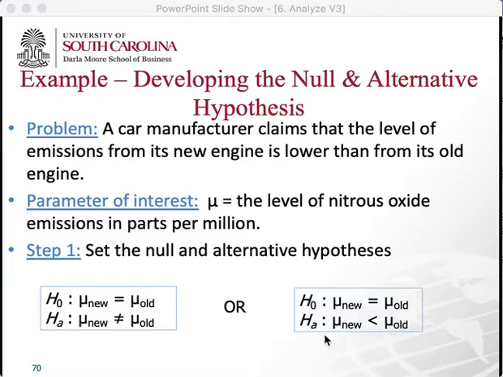It has to be the lower one, right? Because that's lower than the old engine, right? So this is not good. Cross it out in your class notes. This is the one that we want, right? We want to say that it is equal to or lower than.